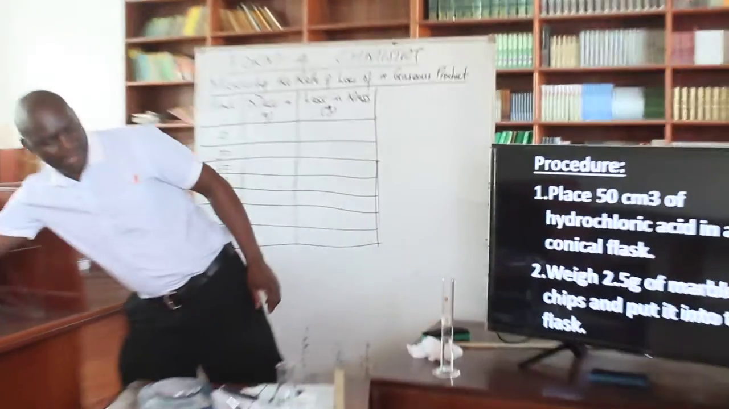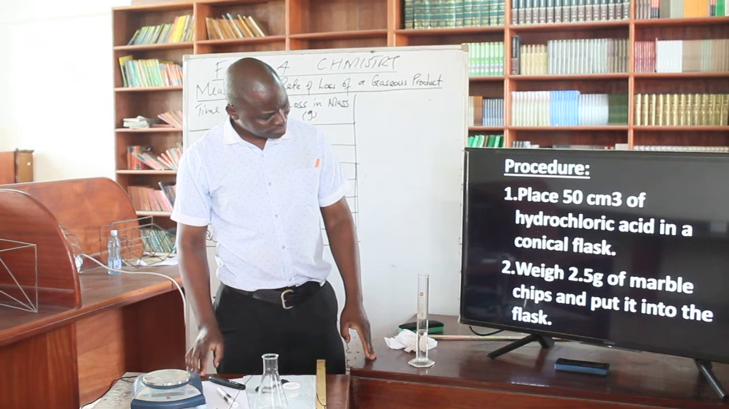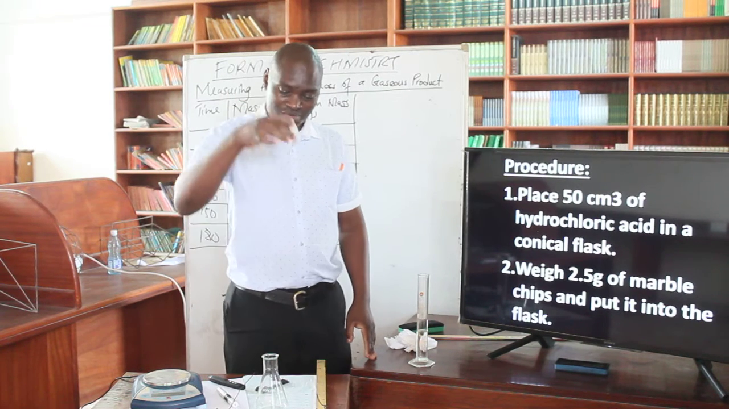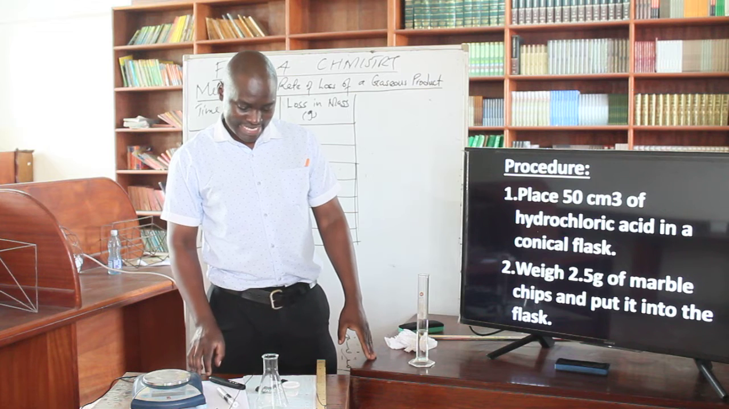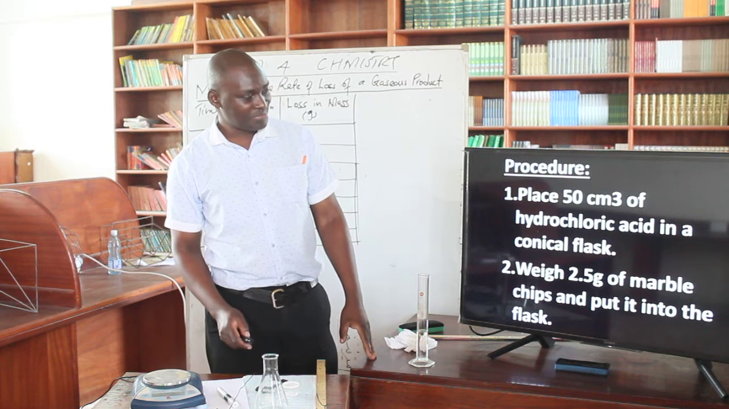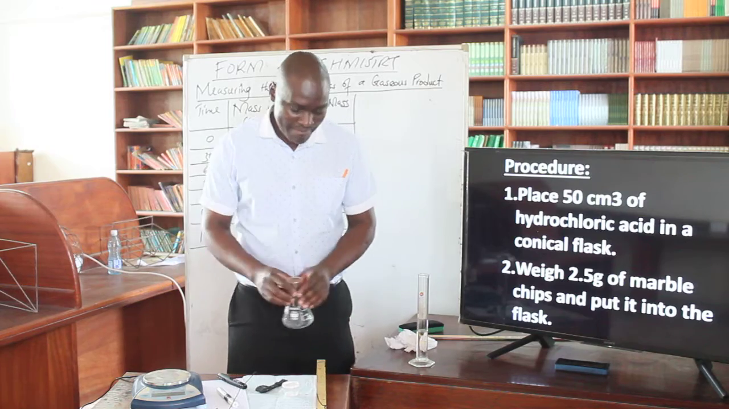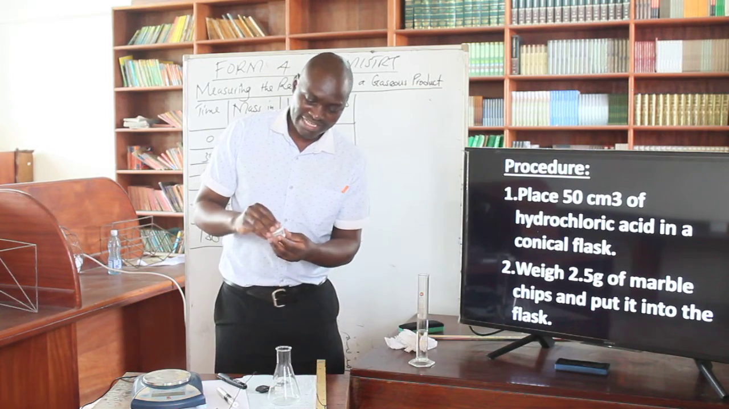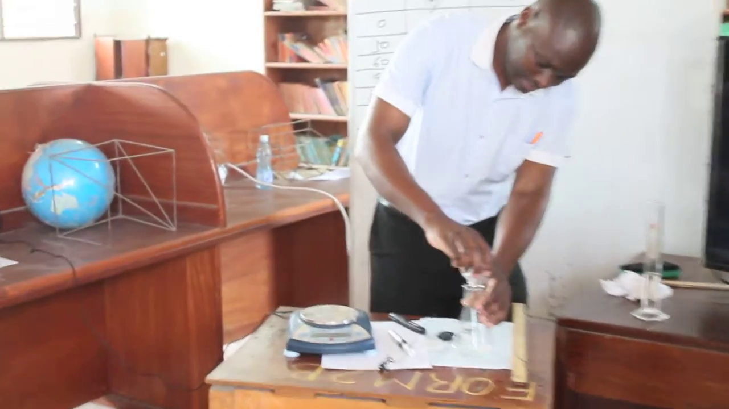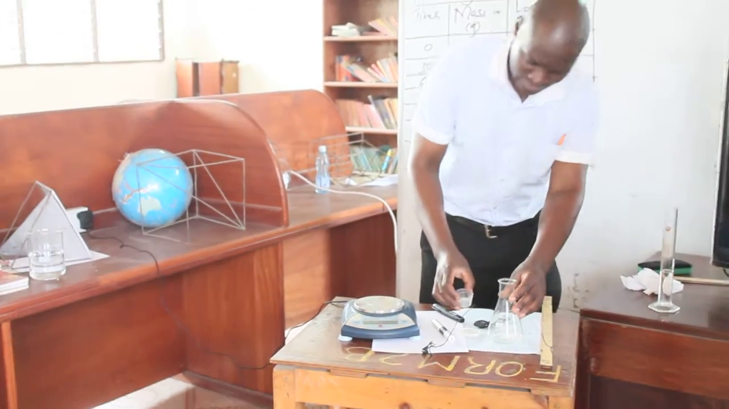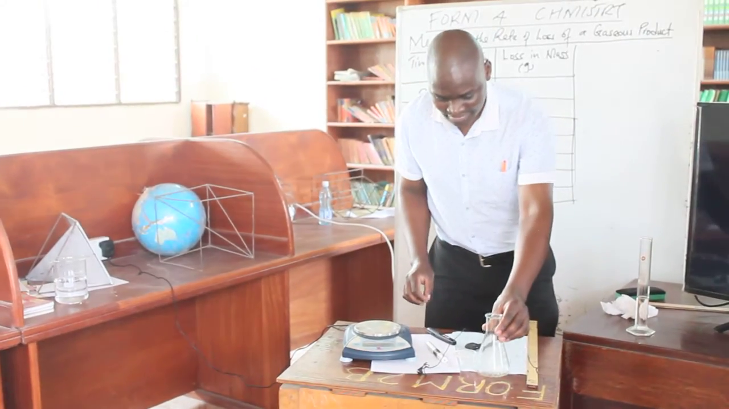I don't need this. Keep it there. Then weigh 2.5 grams. Already I have 2.5 grams of marble chips, and put it into the flask. So I will put my marble chips in this flask. That's what I have.